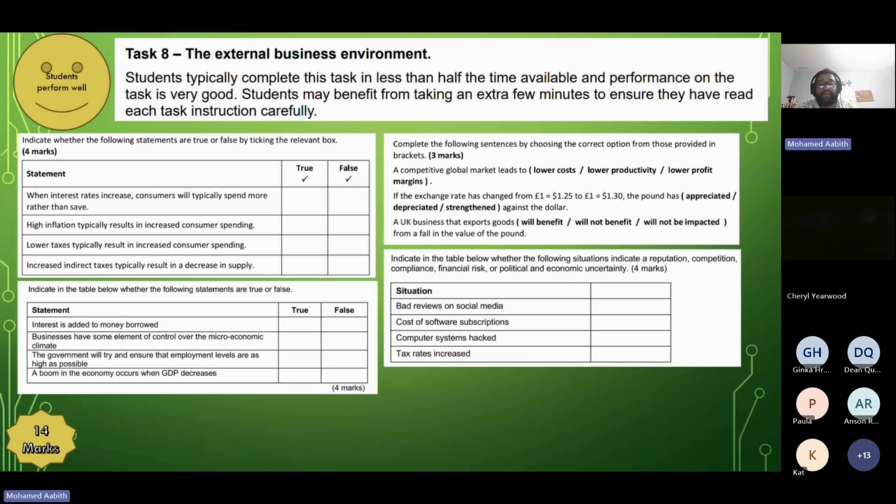Cost of software subscription. Are we going to pay for it or not? It's money, so it's a financial risk. If my computer systems are hacked, what's going to happen? I lose my data, I lose customer data. It's going to be a compliance risk because I wasn't compliant in protecting my customers' data. And what about a tax rate increase? This is something I have no control over. It is done by the government. If the government announces it, it's political and economic uncertainty, because we have no control over the tax rate whatsoever.